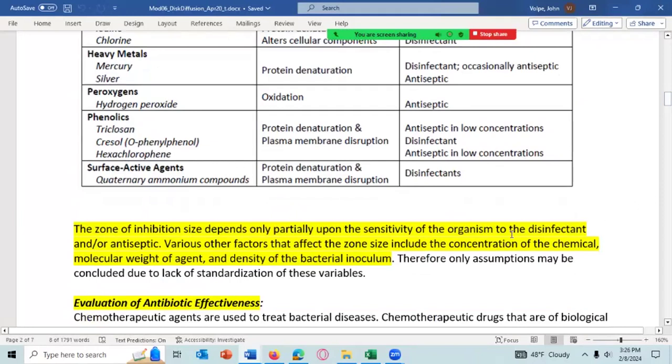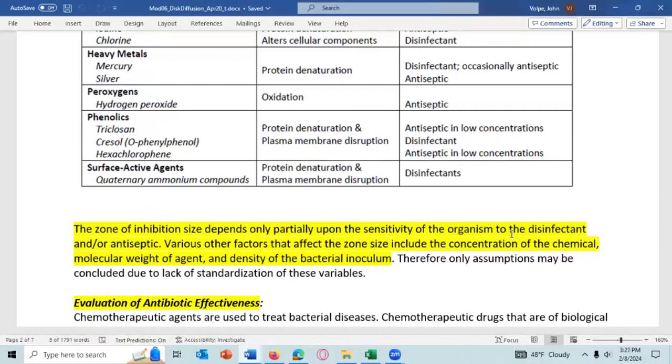All right, the zone size of inhibition will depend only partially on the sensitivity of the organism to the disinfectant or antiseptic. There are other factors that affect the size of the zone of inhibition, including the concentration of the chemical. Generally, if the chemical is more concentrated, you'll get a larger size to the zone of inhibition. The molecular weight of the agent also affects it.